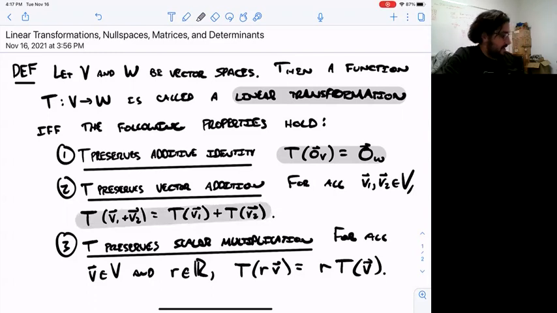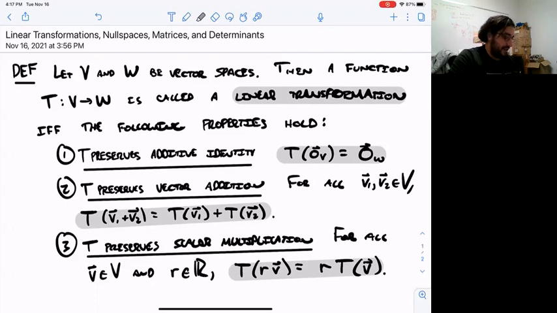Which is basically saying that the map T distributes. It looks a lot like a distributive law, right? That it distributes across a sum of vectors. We also need that T preserves scalar multiplication, meaning that if you have T of a scalar times a vector, you can factor out the scalar from that map T, right? So this is our definition of a linear transformation.